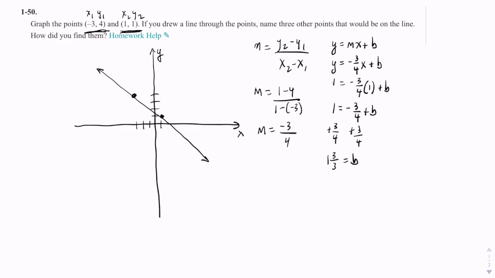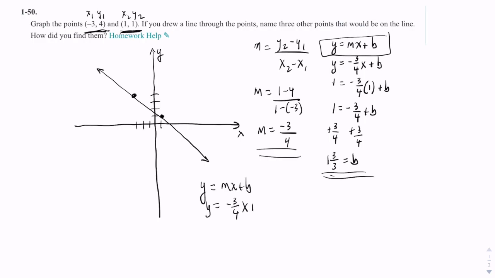So now I know b. So I can take this b value, I can take this m value, and I can put it into this form, right? And I'll do that right here. And I get y equals mx plus b. Okay, y equals m is -3/4, and b is 1 3/4. I should have written 1 3/4. All right, 1 3/4.